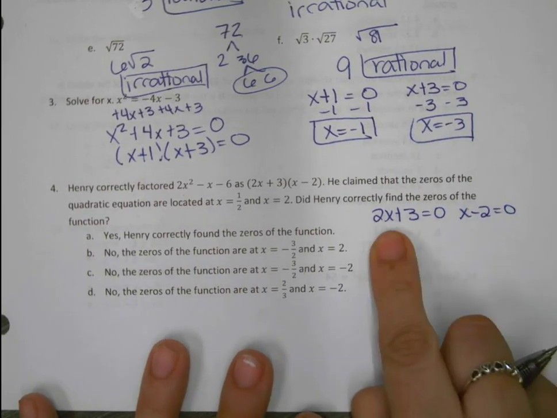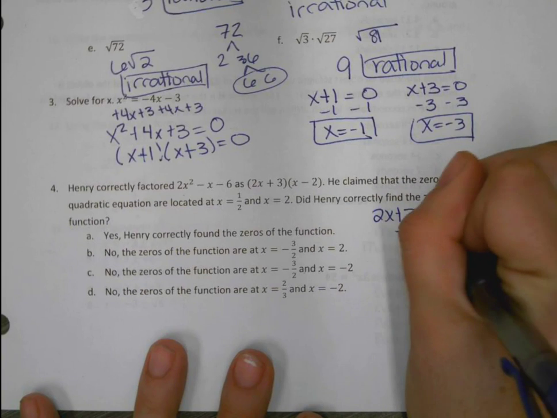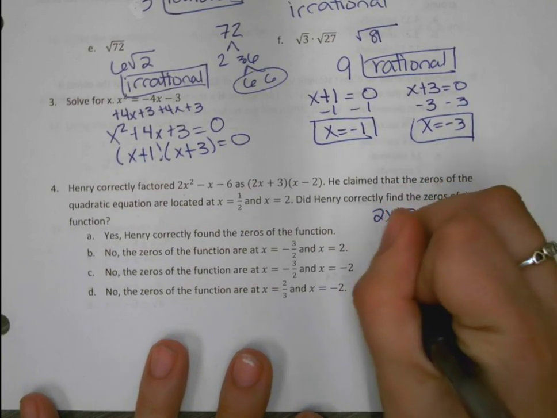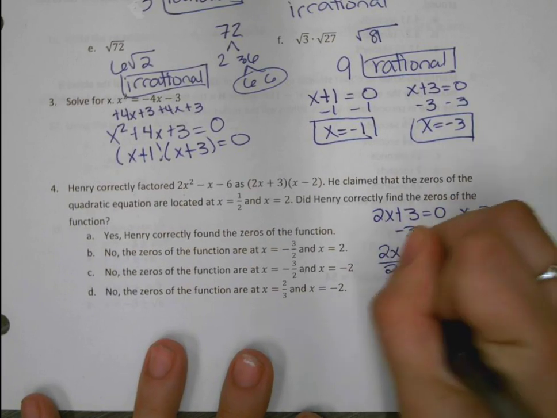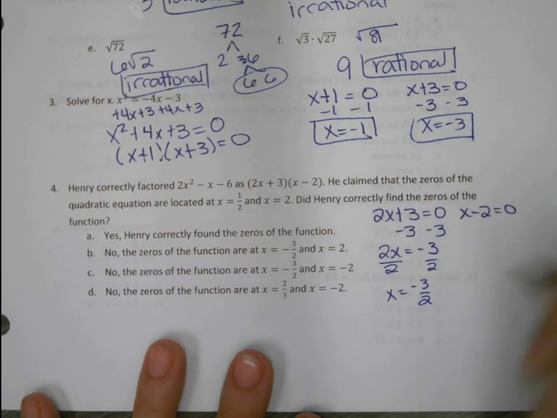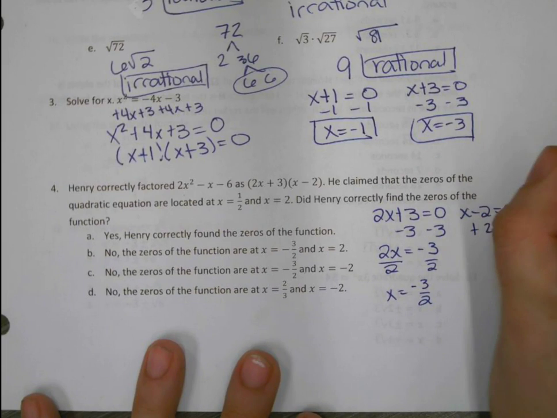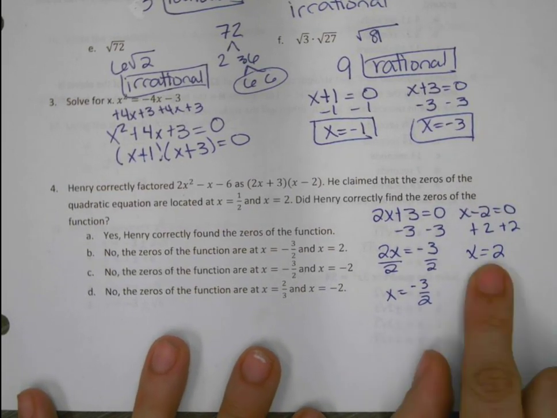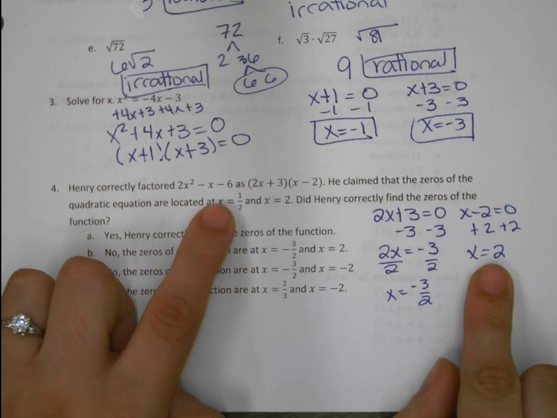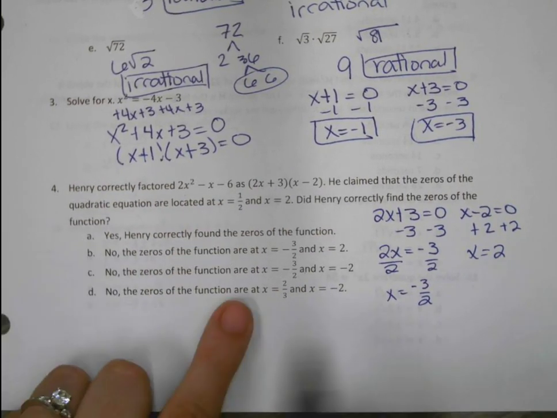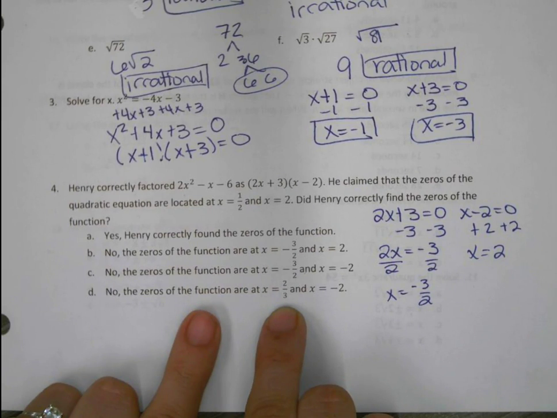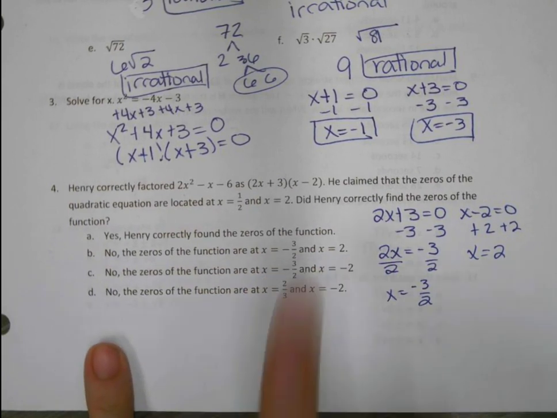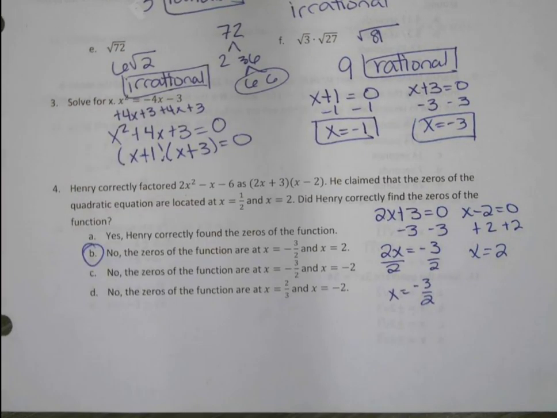On this equation, I'm going to start by subtracting 3 on both sides. I get 2x equals negative 3. Then I divide by 2. And I get x equals negative 3 halves. On the second one, I just add 2 to both sides, and I get x equals 2. So I got negative 3 halves and positive 2. He got positive 1/2 and 2. So he's wrong. And now I'm going to look through my answers to figure out which of the ones he should have picked. If I look at B, it says negative 3 halves and positive 2. That's the choice I want.